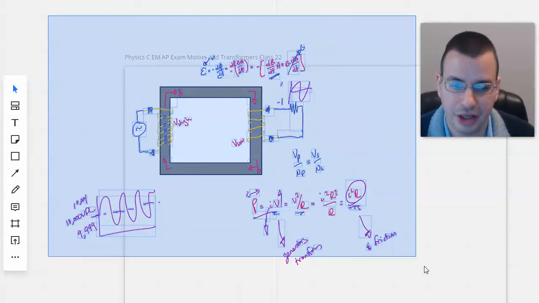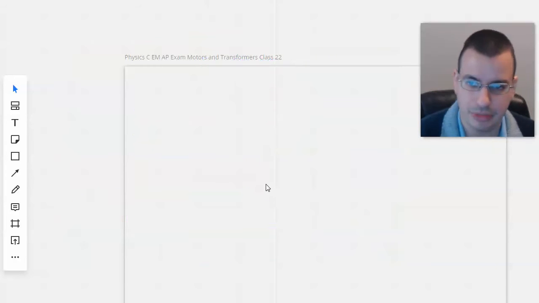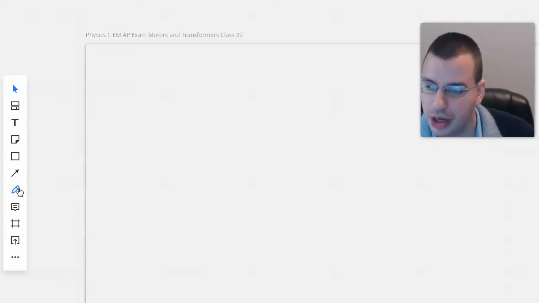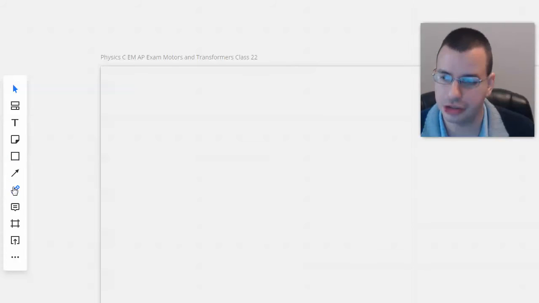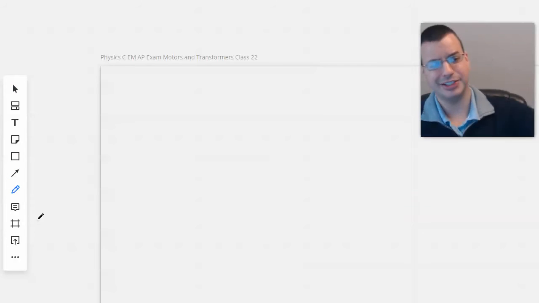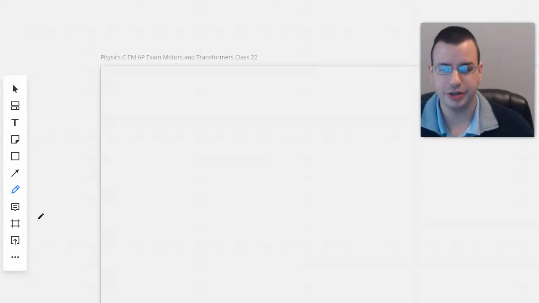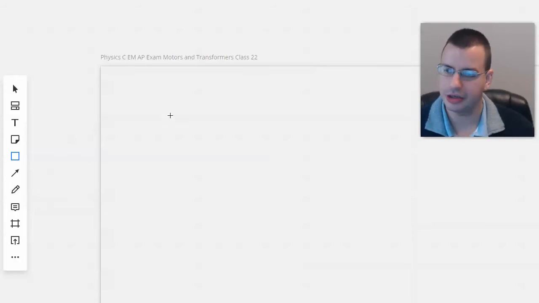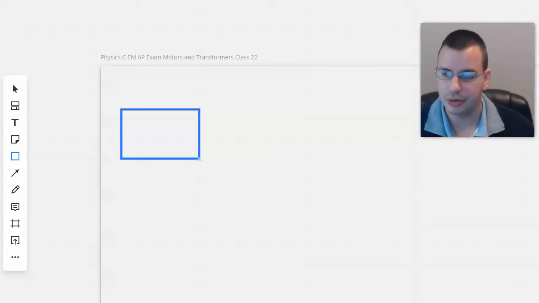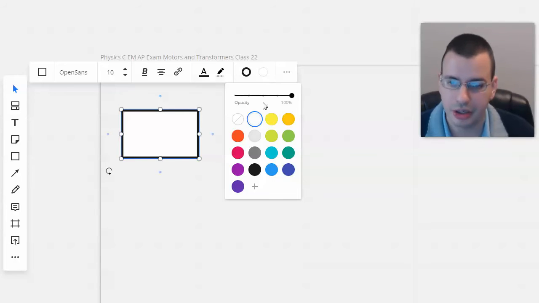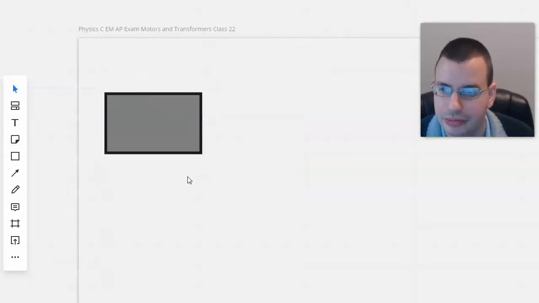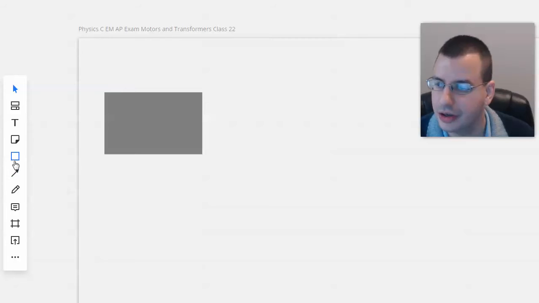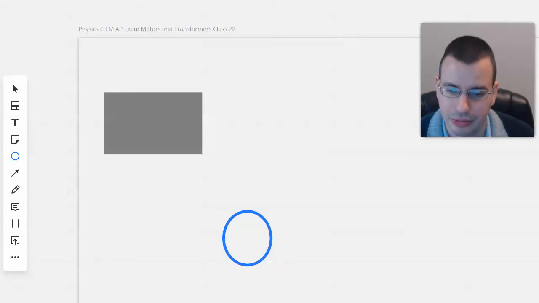So moving on to DC motors, I'm going to draw up a DC motor. This is going to probably test the limits of my artistic skills. Let's do this. I wonder if there's an easy way I can do it. Yep, I will try. All right, so I'm going to draw a square like this. Make it gray, there we go, and make the outside also gray. Perfect. Then I'll make a circle, like so.